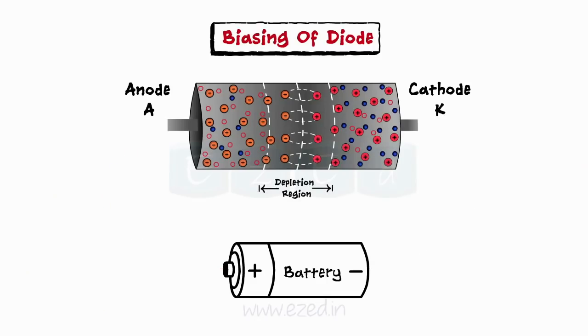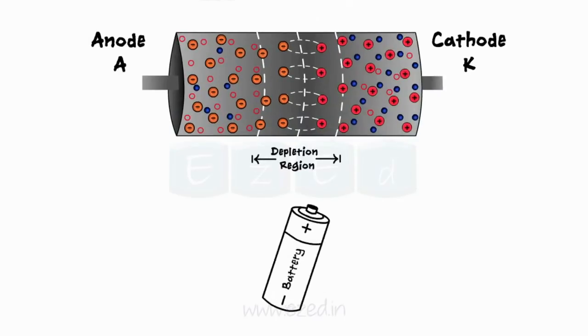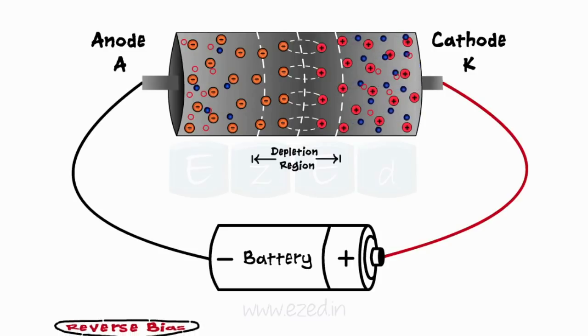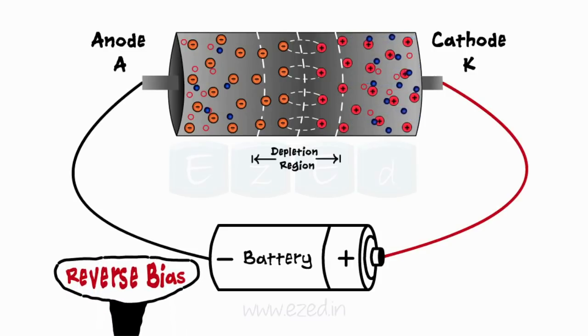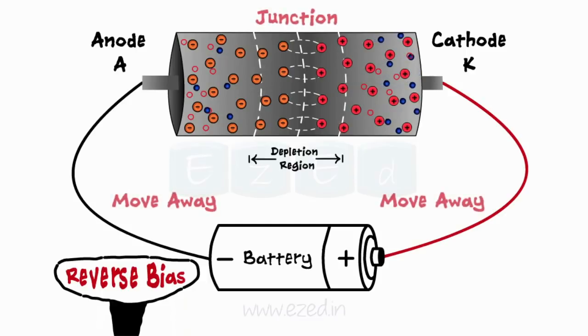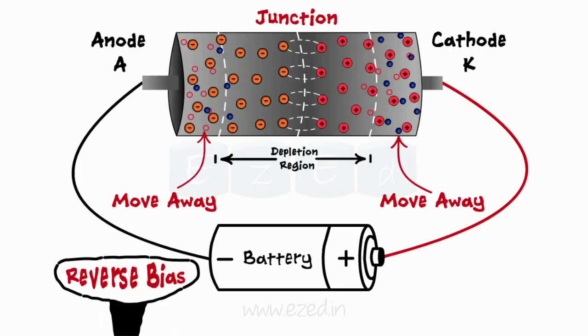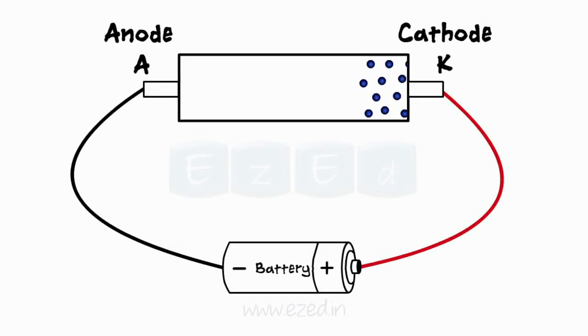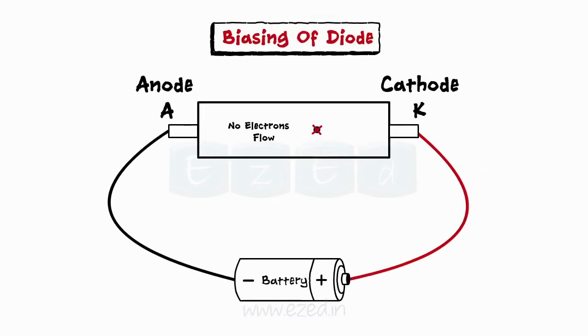In the second case, we apply the battery in reverse direction. That is, we apply positive of the battery to cathode and negative of the battery to anode. As a result, holes are pulled towards the negative of the battery and electrons from the N side are pulled towards the positive of the battery. Thus, holes and electrons move away from the junction, which leads to an increase in the depletion region width. No current flows through the diode. This mode is called reverse bias mode.